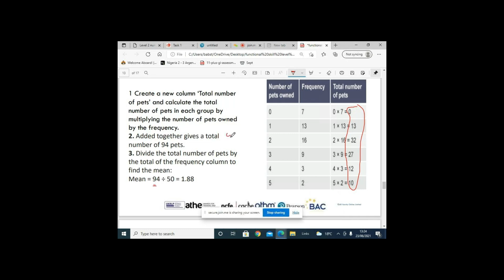Okay, I got 94. So 94. You now divide 94 by the frequency. Why are we dividing it? You are finding the mean.